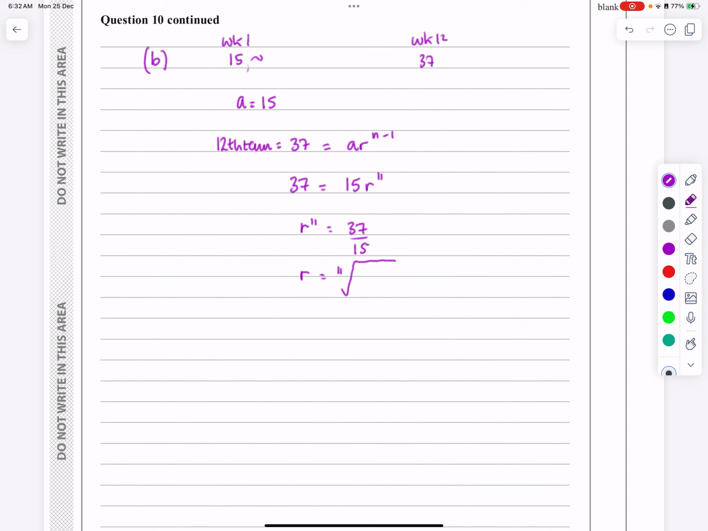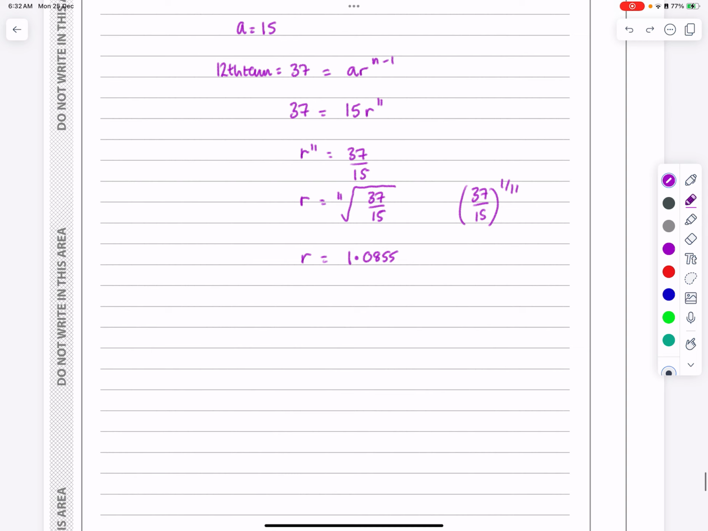The 11th root of 37 over 15 on your calculator. In other words, 37 over 15 to the 1 over 11. That's the same thing there, and see what that works out to be. So if you plug that in, apparently it works out to be 1.0855. So the percentage is 8.55 there, but that's not what we're asked for. Again, just like last time, I've worked out R, but I want the 5th term.